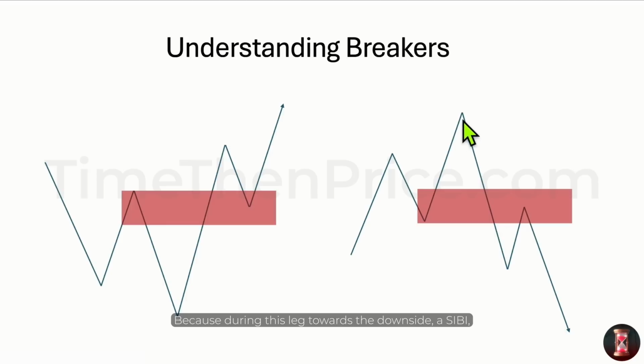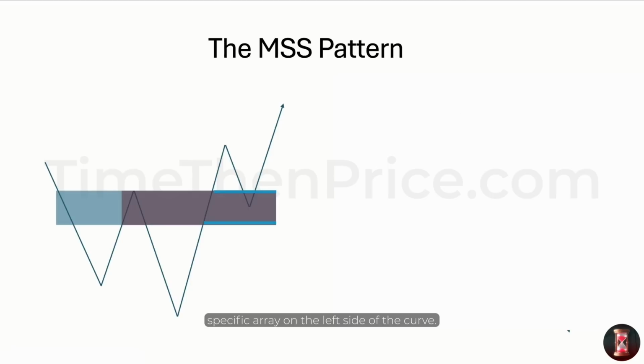Because during this leg towards the downside, a CB, a bearish value gap, will form. So IPDA will seek to offer buy side into that CB before it's allowed to expand lower. But here comes the thing. True breakers form inside of a very specific array on the left side of the curve. That array is an imbalance.